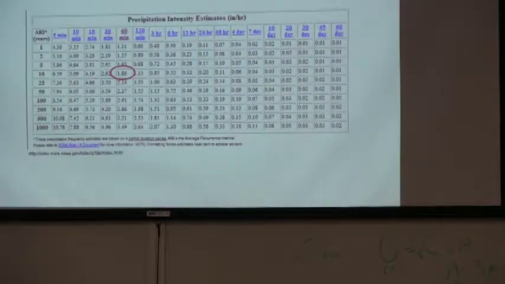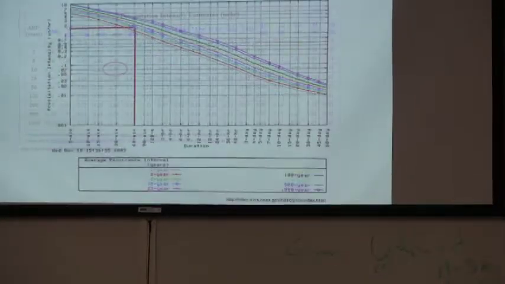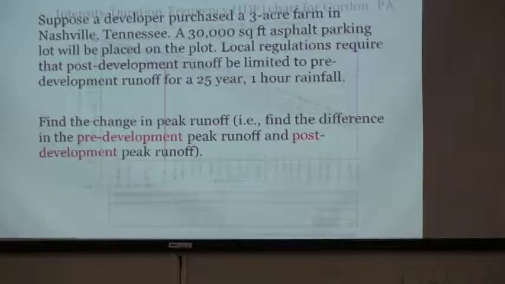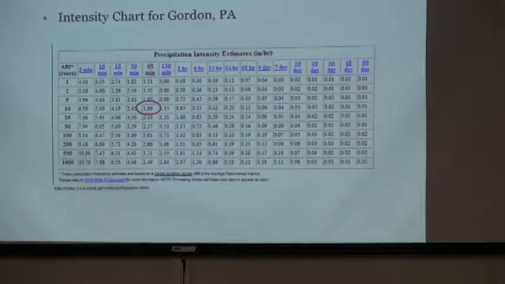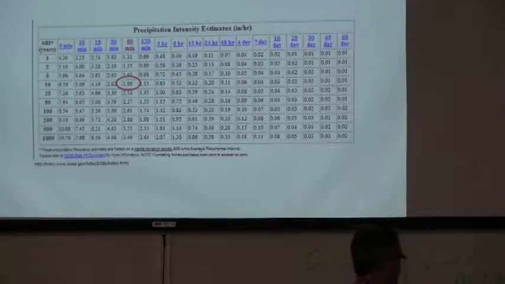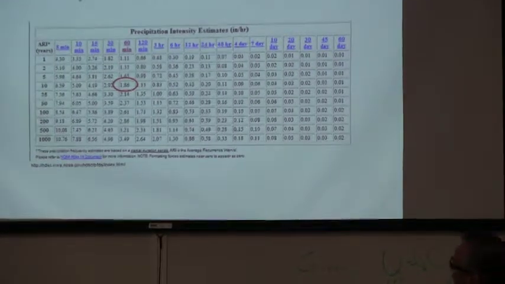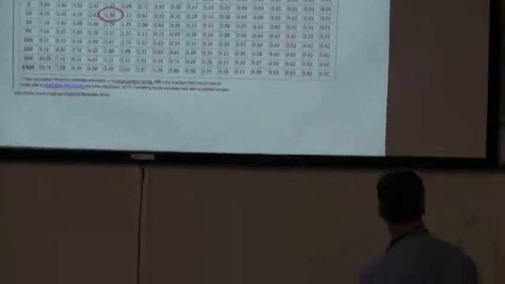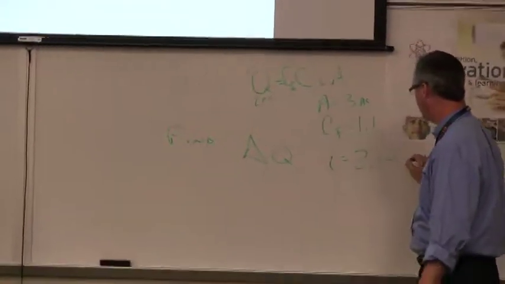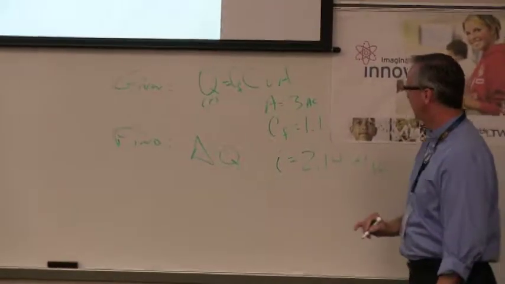Let's go to Sam. Sam, in the question they ask you, the storm event is a 25-year 1 hour. So what number do I use for I? Looks like 2.14. 2.14, 25-year 1 hour is right there below that circle, 2.14 inches per hour. So I want to write my units there.